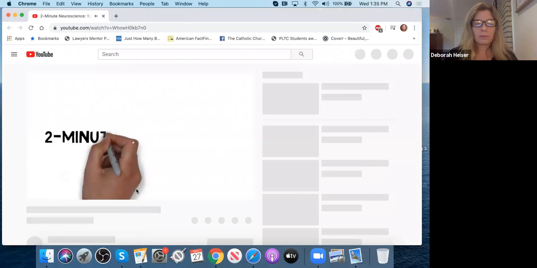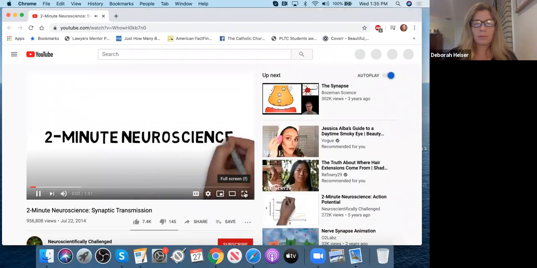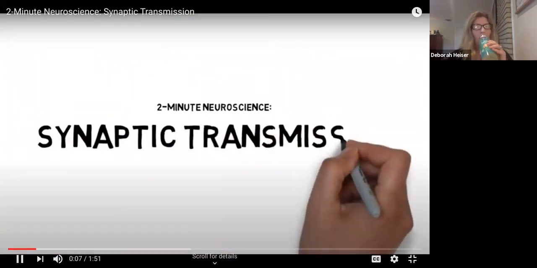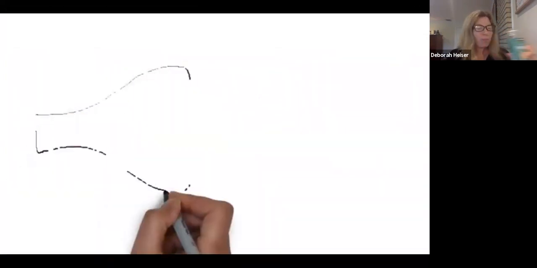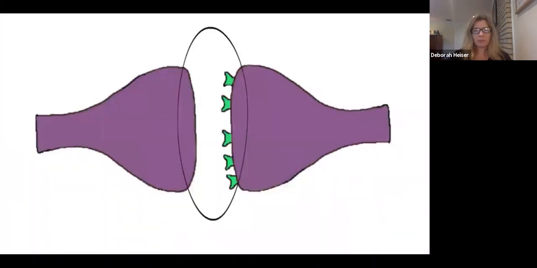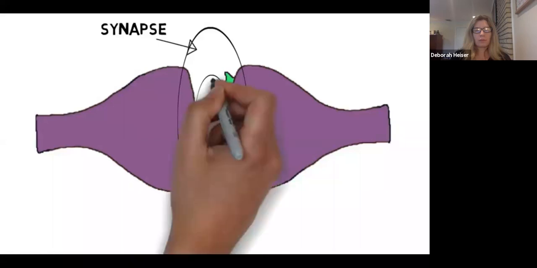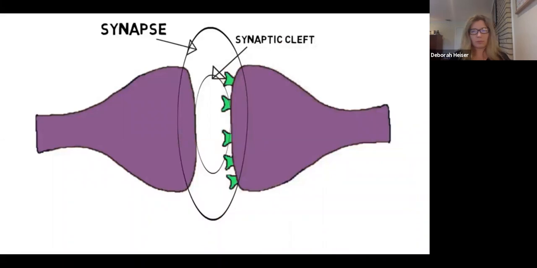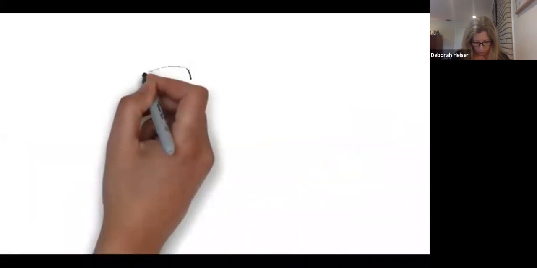Welcome to 2-Minute Neuroscience, where I simplistically explain neuroscience topics in 2 minutes or less. In this installment, I will discuss synaptic transmission. Most communication between neurons occurs at a specialized structure called a synapse. The synapse is an area where two neurons come close enough to one another that they are able to pass chemical signals from one cell to another. The neurons are not actually connected, but are separated by a microscopically small space called the synaptic cleft. The cleft is less than 40 nanometers wide. By comparison, a human hair is about 75,000 nanometers wide.